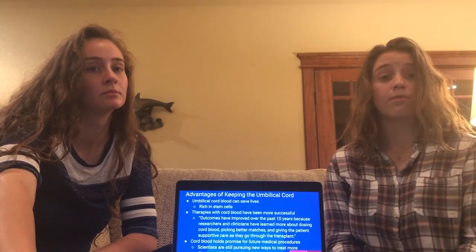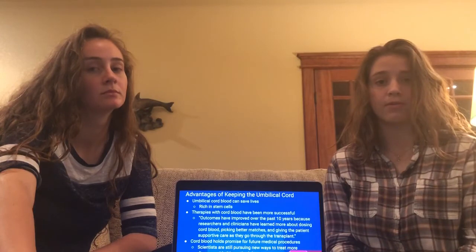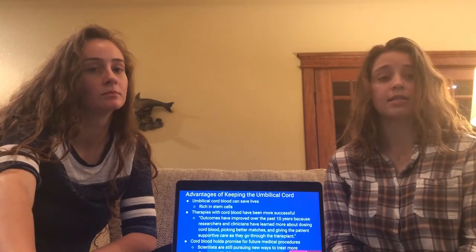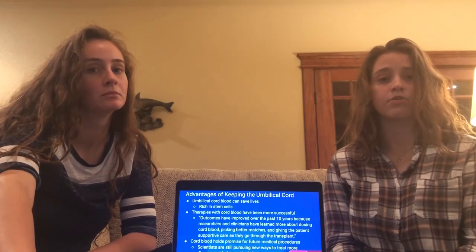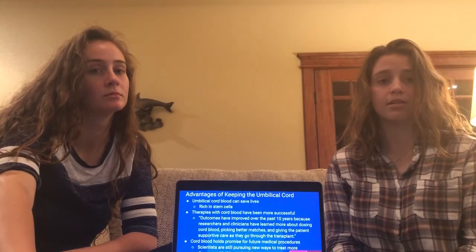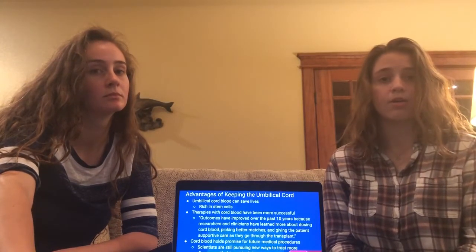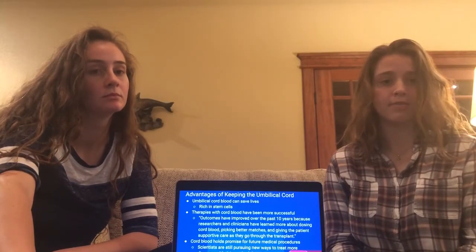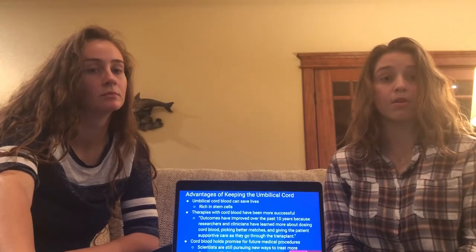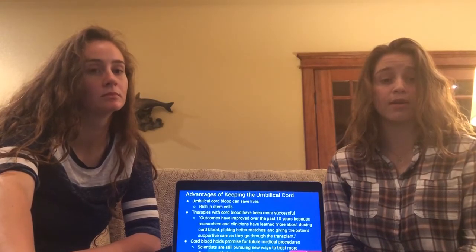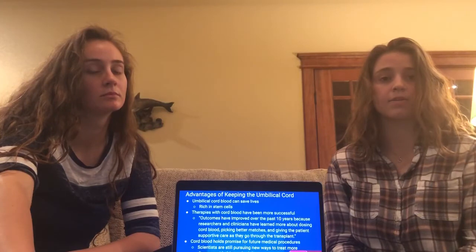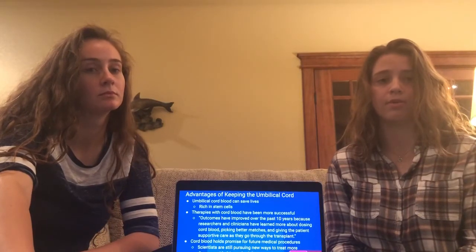The use of cord blood holds promise for future medical procedures. Scientists are still pursuing new ways to treat more diseases with this methodology. Finally, your own cord blood will always be accessible. Cord blood banks are reserved for you and your family. They are inaccessible to others and cannot be distributed without your consent.